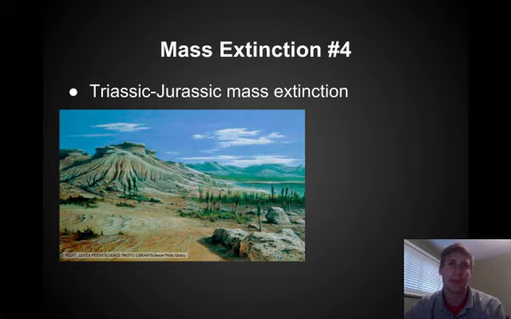The fourth mass extinction occurred during the Triassic and Jurassic periods. During this extinction, 50% of the species went extinct. This affected marine reptiles and large amphibians. Scientists aren't sure why, but plants were largely unaffected by this mass extinction. This mass extinction was probably caused by changes in the temperature, asteroid impacts, and large volcanic eruptions.